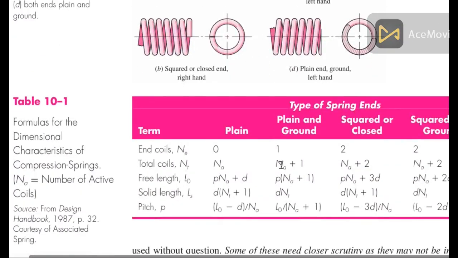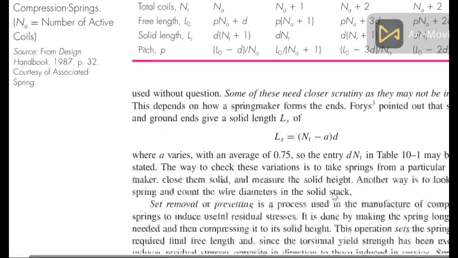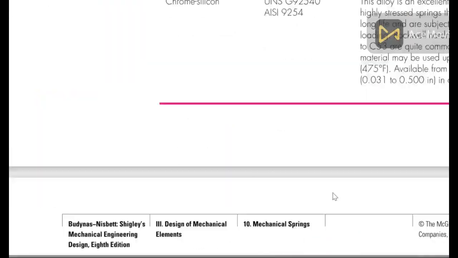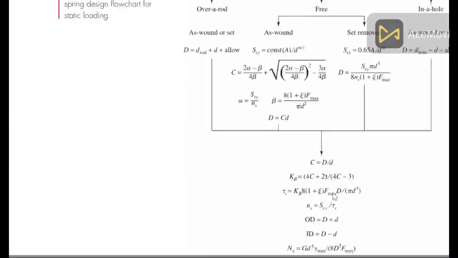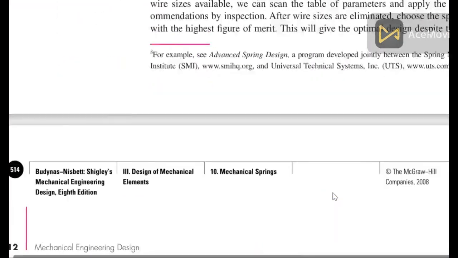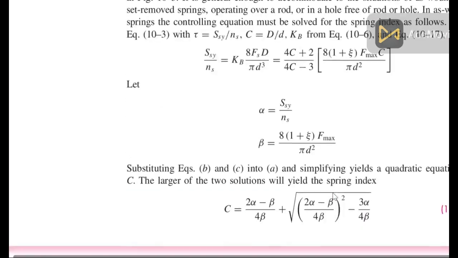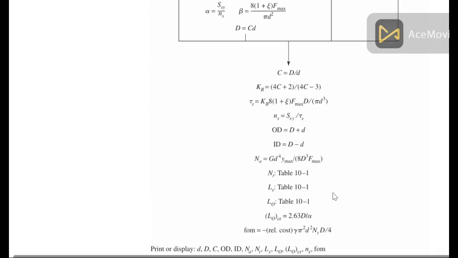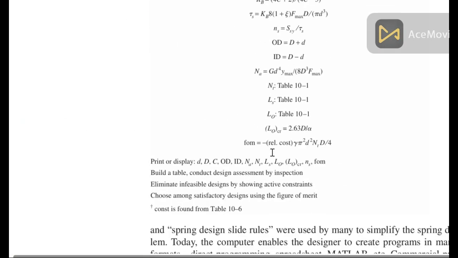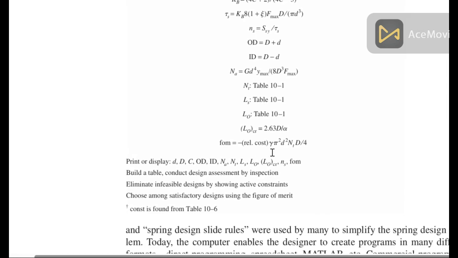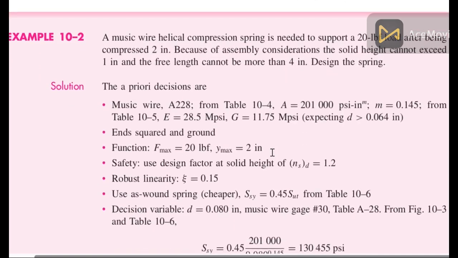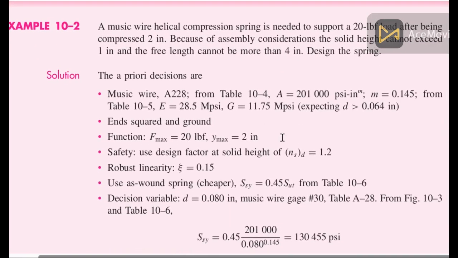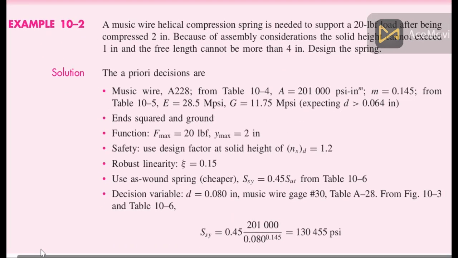This is basically table number 1. These are the given formulas. You can use the Shigley machine design book for instance. So these are actually the process, and finally the figure of merit is calculated by this. We will go and solve now example 10.2 in the Shigley mechanical book.